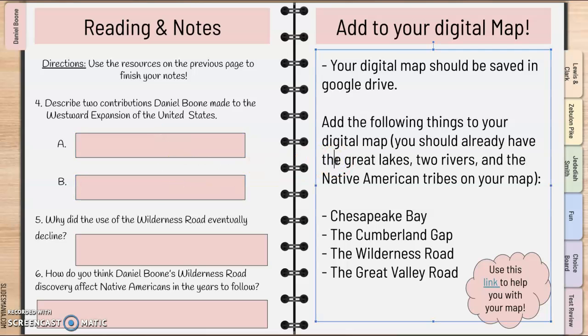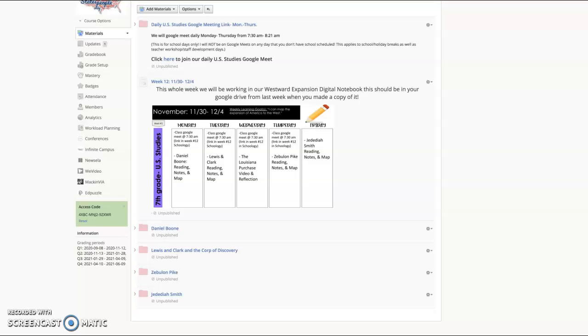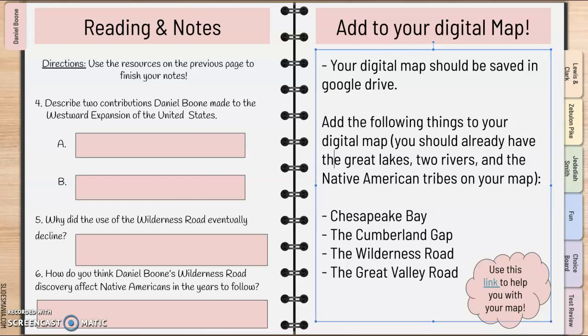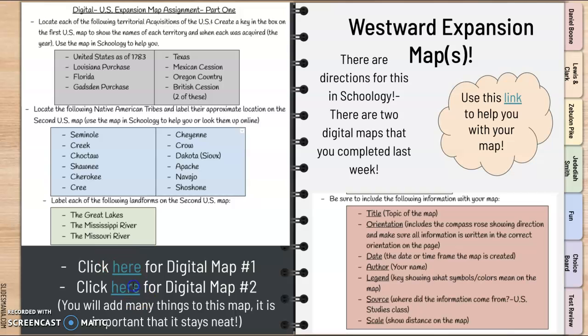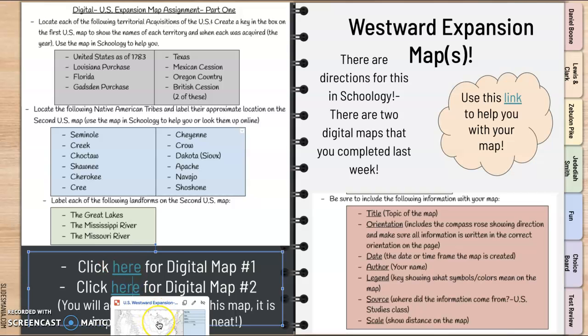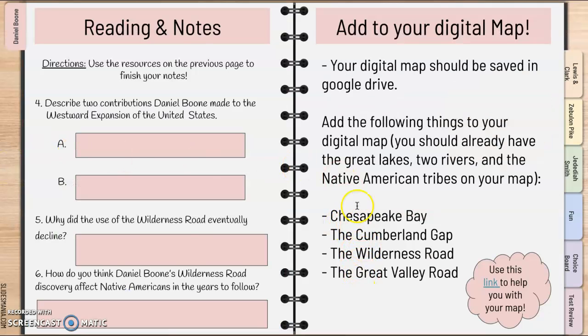Then the last step for Monday is going to be to add these 4 things to your map. So you have this in your Google Drive. Remember, it is this second one here, the one that you added the Native American tribes to and the Great Lakes. Now you're going to add these 4 things. So how are you going to know where they are? You're going to use this link to help you. This is your resource maps.